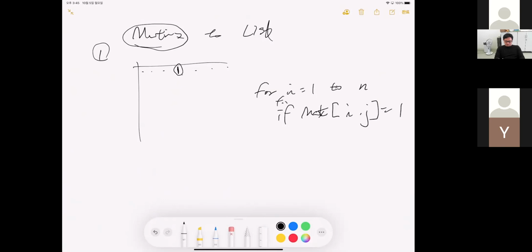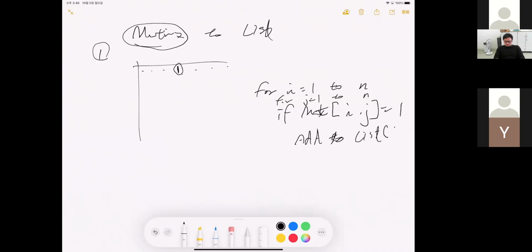So you're going to make a double loop, i and j from 1 to n. Then if matrix i, j is 1, add j to the list at index i, and add i to the list at index j. Something like this. Okay, what's the complexity? O of n squared, I think.